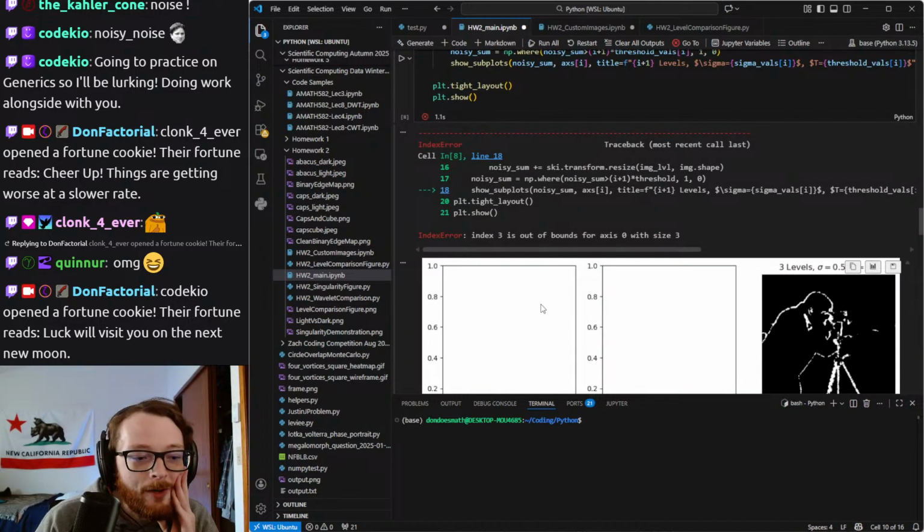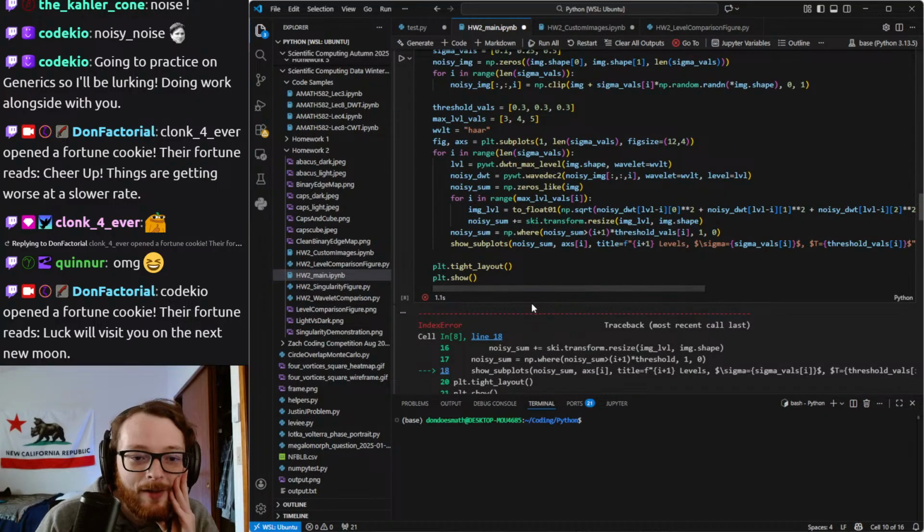Luck will visit you on the next new moon. Now that's a real fortune. That's a fortune I can get behind.